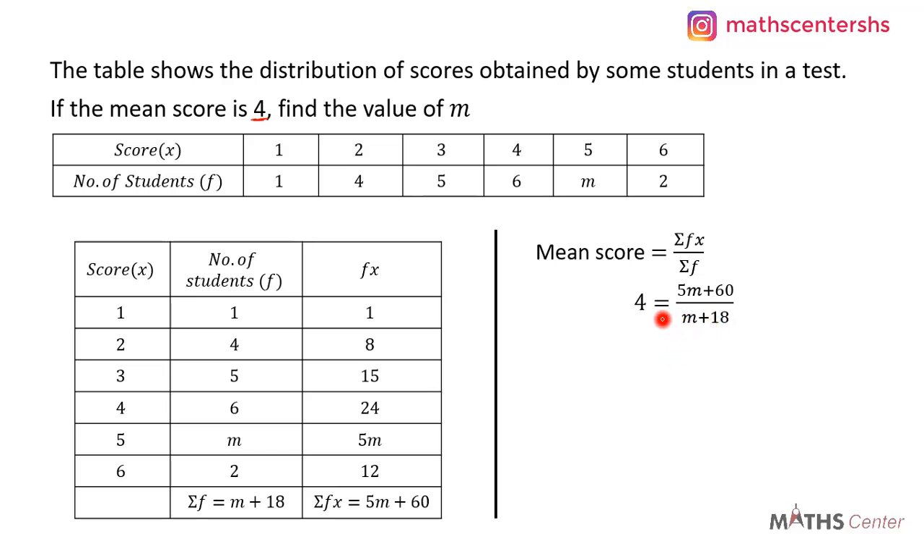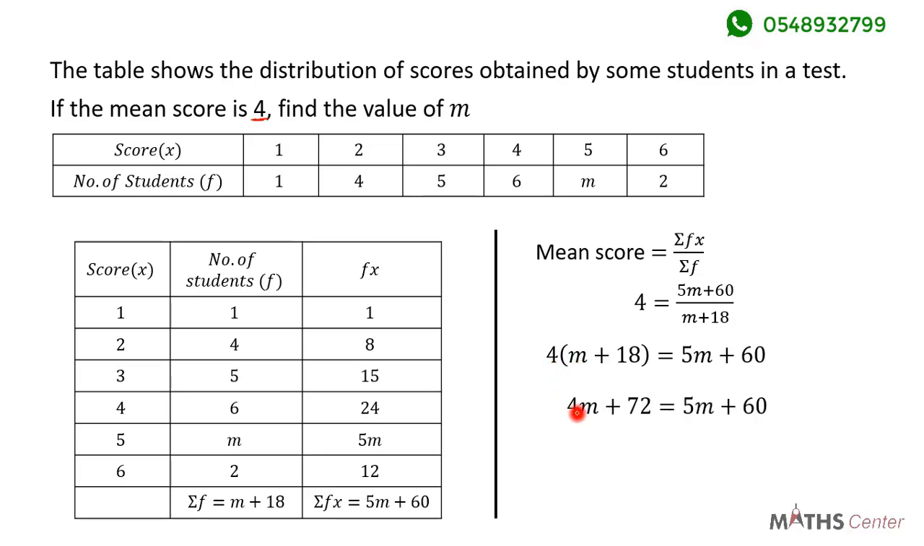To do that, I'll multiply both the left-hand side and the right-hand side by the denominator, which is m plus 18. When I do that, I'm going to have 4 times m plus 18. That is 4 into bracket m plus 18 is equal to 5m plus 60. Let's expand the bracket here. 4 times m will give us 4m. 4 times 18 will give us 72. So we have 4m plus 72 is equal to 5m plus 60.